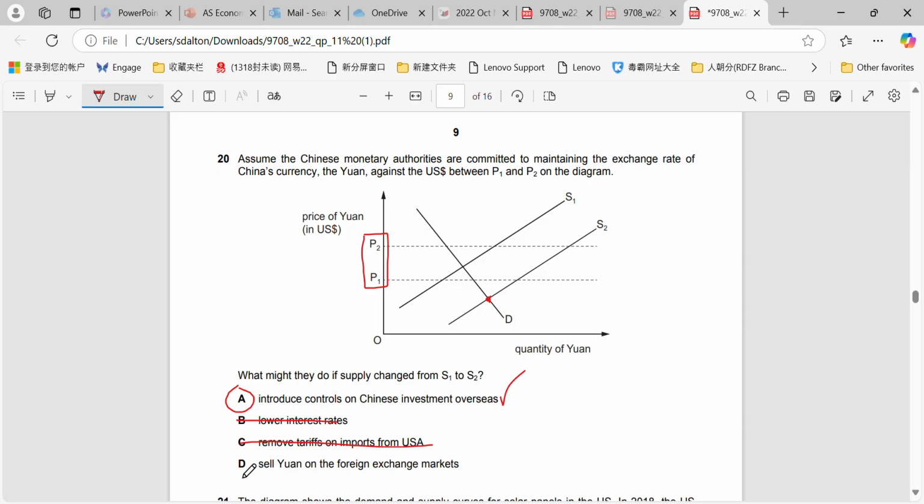And D is the exact same. Selling yuan on the foreign exchange markets, supply would increase, shift right, and further move away from the maintained exchange rate target that we have.